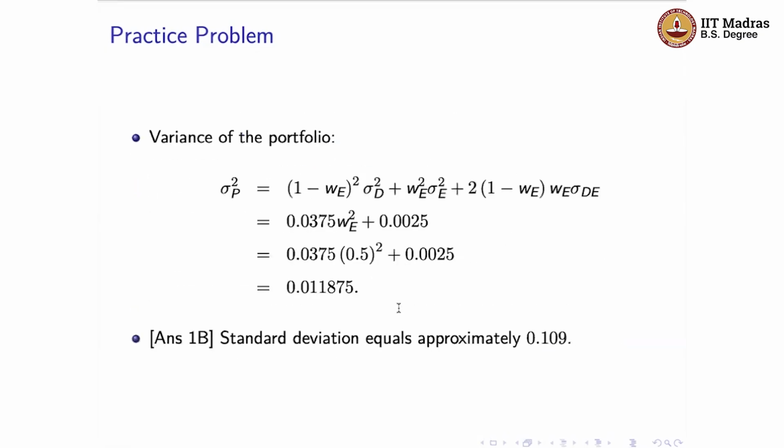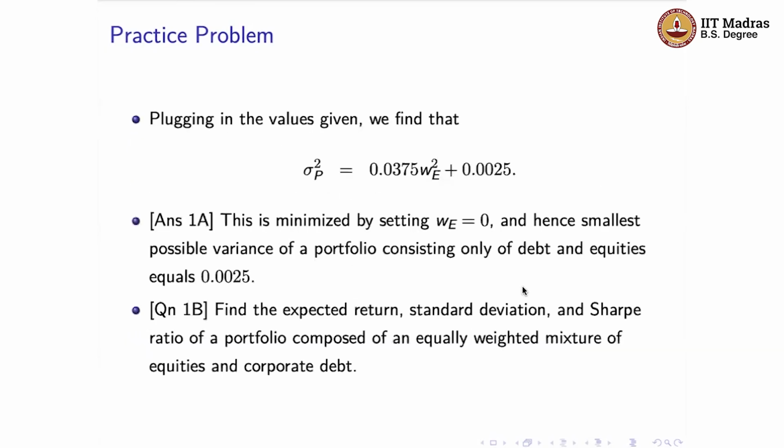How do we go about calculating the standard deviation? Well, this is the expression for the standard deviation that we have. And we have already figured out in the previous part that this can be simplified in this case to 0.0375 W square E plus 0.0025. And so we just have to plug in the value of W equal to half here. And if we do that, we end up getting the variance equal to 0.011875. And the standard deviation is nothing but the square root of this term. So that's approximately equal to 0.109, so around 10.9%.